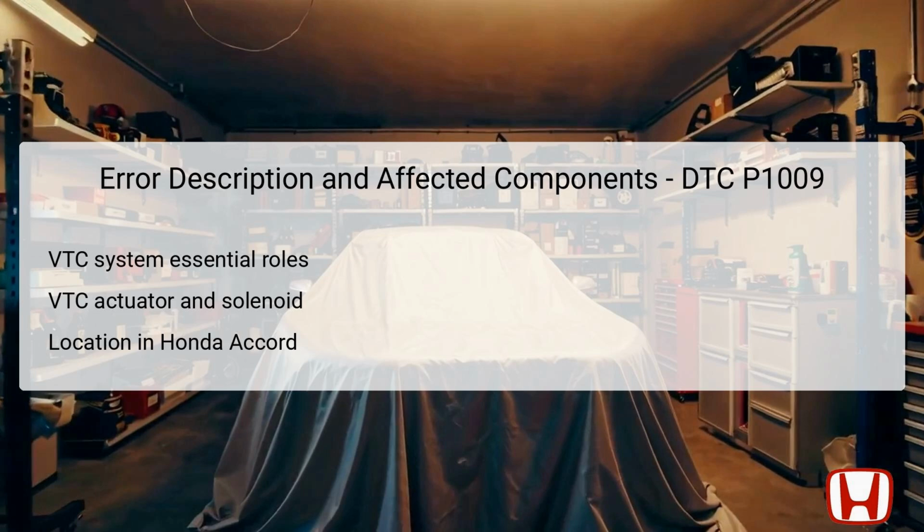changes in engine demands. In a Honda Accord, the VTC actuator is typically located at the front of the engine, connected to the camshaft, and the solenoid valve is generally affixed to the engine block or near the actuator's positioning for easy access. Any malfunction in these components can directly impact engine performance and trigger the DTC P1009.